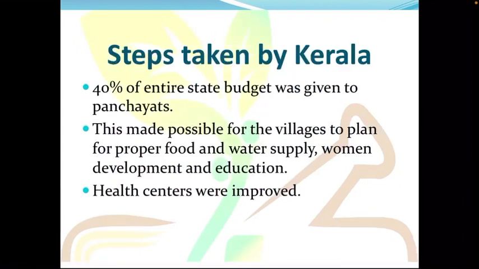Here we are going to study next about the steps which were taken by Kerala government to improve the healthcare facilities of the state. First of all, 40% of entire state budget was given to the panchayats. This made it possible for the villages to plan the proper food and water supply and prepare for all the facilities to be provided in the village. Women development and education was also looked after. Here, the health centers were improved for better services.